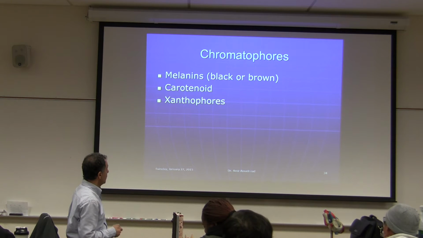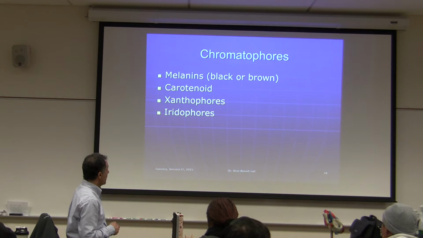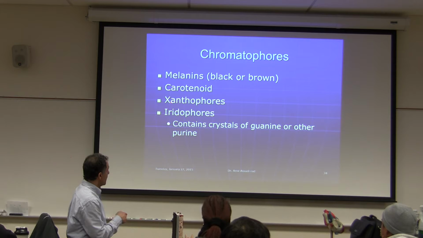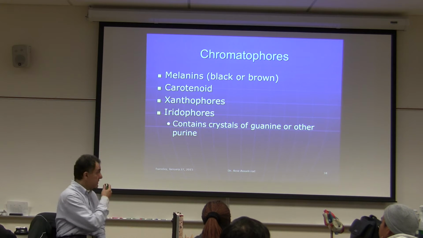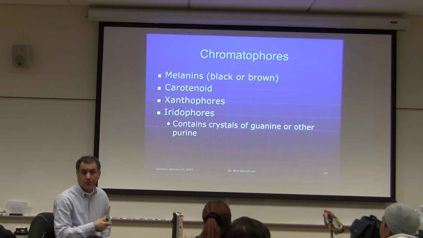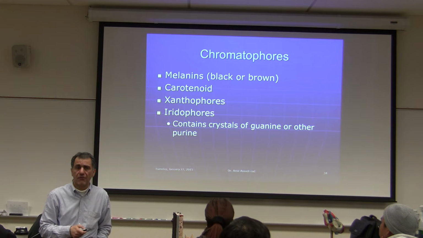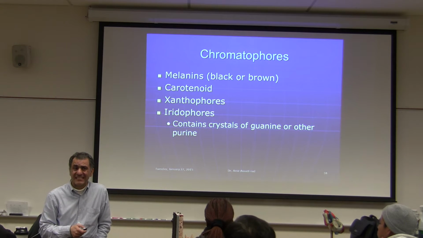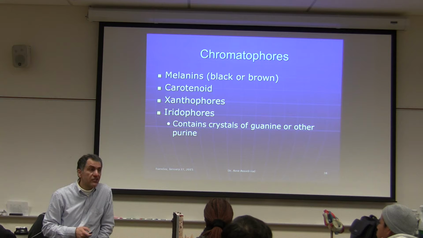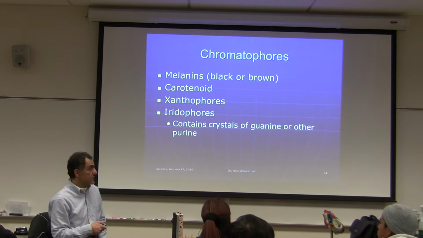Carotenoid is a yellow, orange pigment. This is yellow, xanthophore, iridophore. Iridophore type of pigment contains crystals of guanine or other purine. What is guanine purine from Bio-1? It was nucleotides. They are nitrogenous bases. Very good. They are nitrogenous bases.